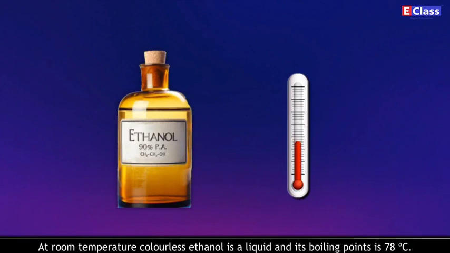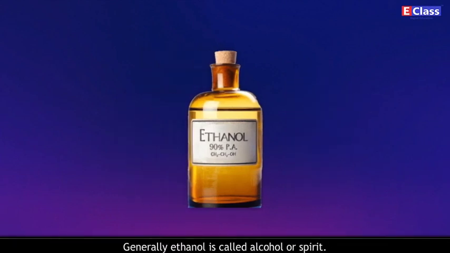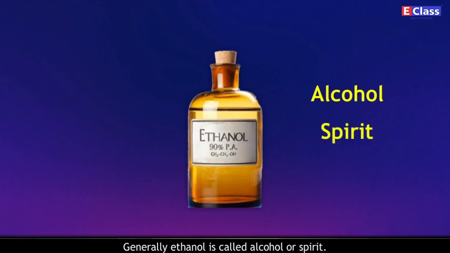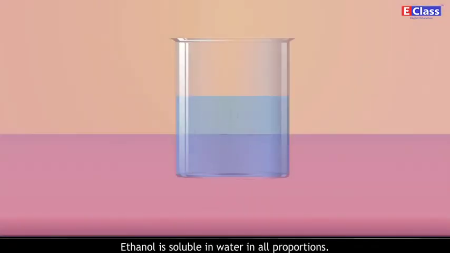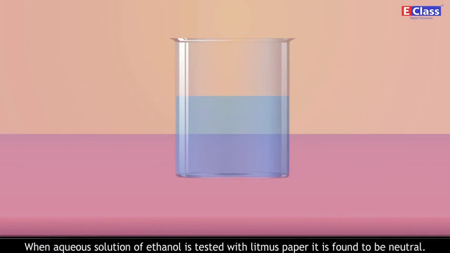At room temperature, colorless ethanol is a liquid and its boiling point is 78 degrees centigrade. Generally, ethanol is called alcohol or spirit. Ethanol is soluble in water in all proportions. When aqueous solution of ethanol is tested with litmus paper, it is found to be neutral.